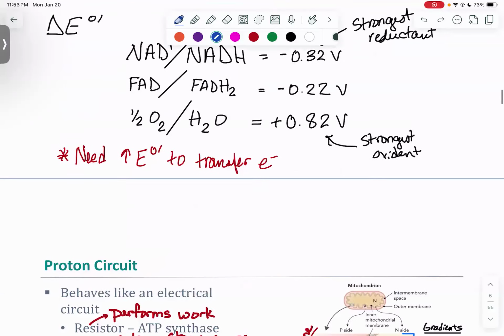Okay. And we know that when we're in the mitochondria, we have O2. Why is O2 so important? Because it is the strongest oxidant. This is why we need to do this in the mitochondria.